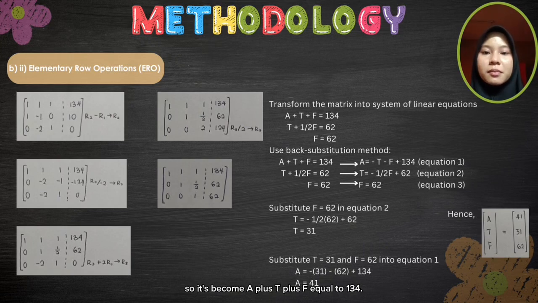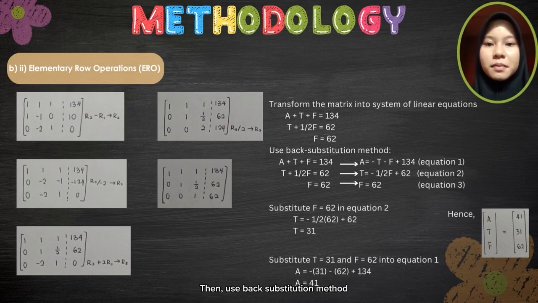So, it becomes A plus T plus F equal to 134, T plus 1/2 F equal to 62, F equal to 62. Then, use the back substitution method. A equal to minus T minus F plus 134. This will become equation 1. T equal to negative 1/2 F plus 62. This will become equation 2. F equal to 62. This will become equation 3.